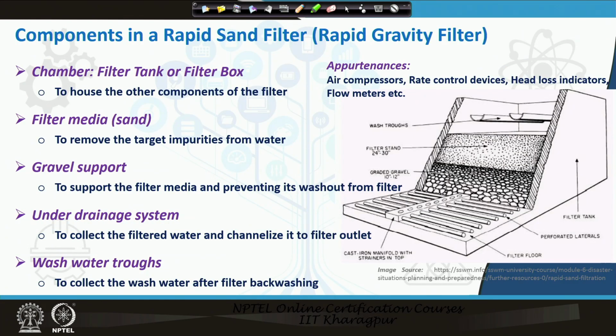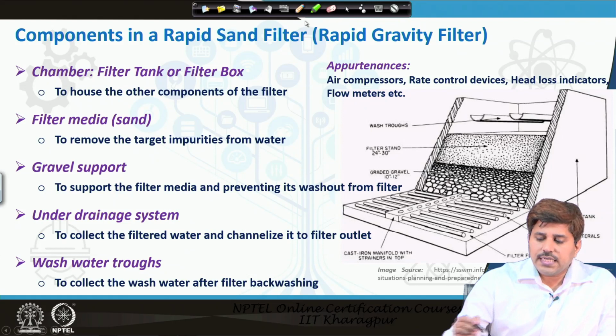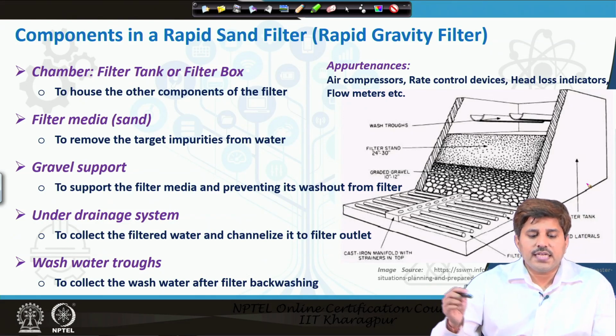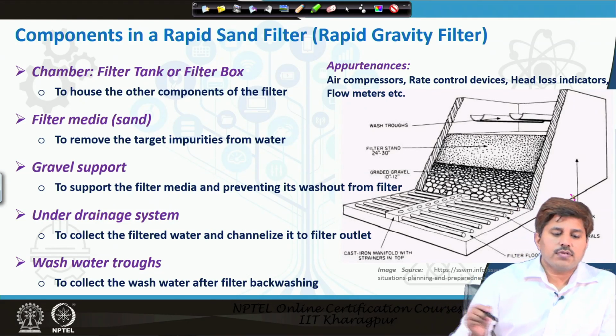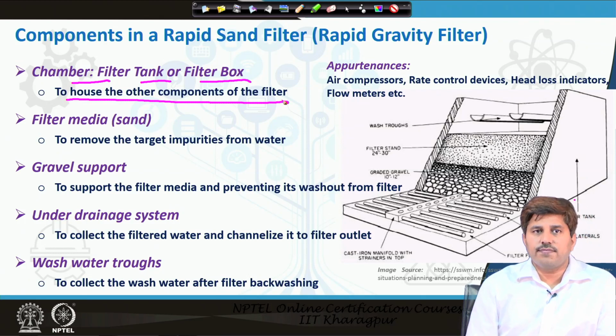The typical rapid gravity filter or rapid sand filter has several components. The first thing there has to be is a filter tank. Everything is encased in a filter tank. There has to be a chamber, which is a filter tank or filter box, and this chamber houses all other components of the filter.